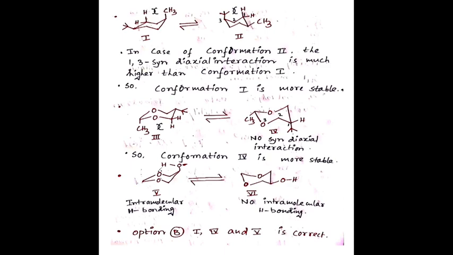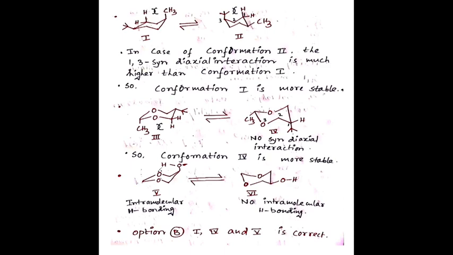But when we move to conformer 5, it is a completely different type of compound which undergoes intramolecular hydrogen bonding. Here O is in the axial position and there is hydrogen bonding with the ring oxygen, but when the ring flipping occurs, there is no such formation of intramolecular hydrogen bonding. That's why conformer 5 shows high stability.